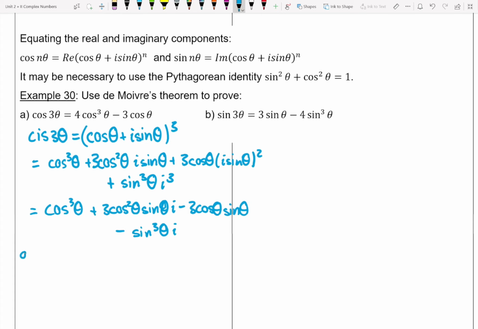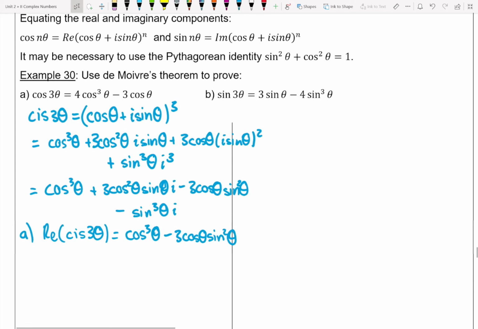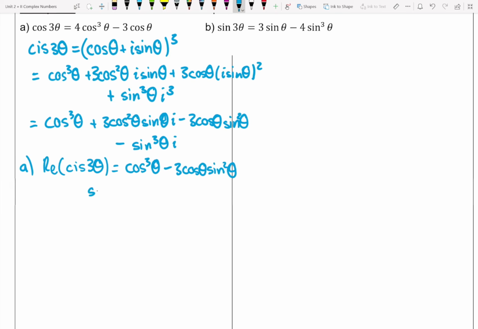And so what we can do now is, for part A, we take the real component of cis 3 theta, which gives us this cosine cubed theta minus 3 cosine theta sine squared theta. But if we look at our answer compared to what we expect, we notice that we don't have any sines in it. So what we can do is replace sine squared theta with 1 minus cosine squared theta.